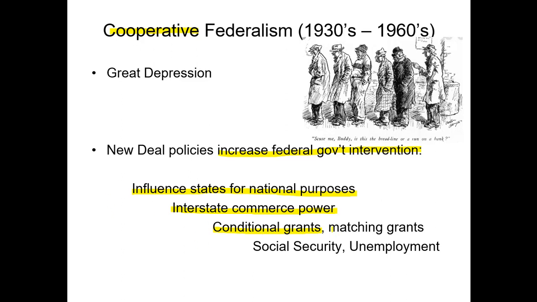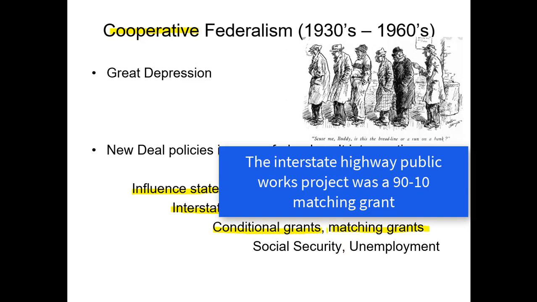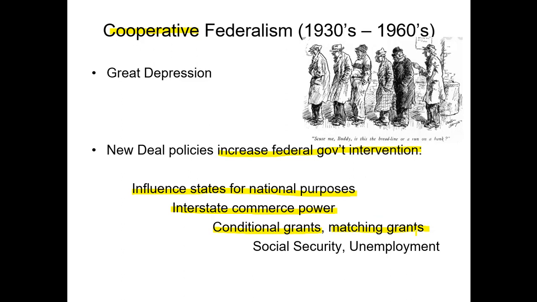They also had what were called matching grants, where we'll give you 90% of the money if you provide 10% of the money. For example, the interstate highway system is an example of one of these matching grants, where, in the late 50s, the federal government provided 90% of the funding to build the interstate highway system through that state, and the state provided 10% of the funds of what it required to go through that state.